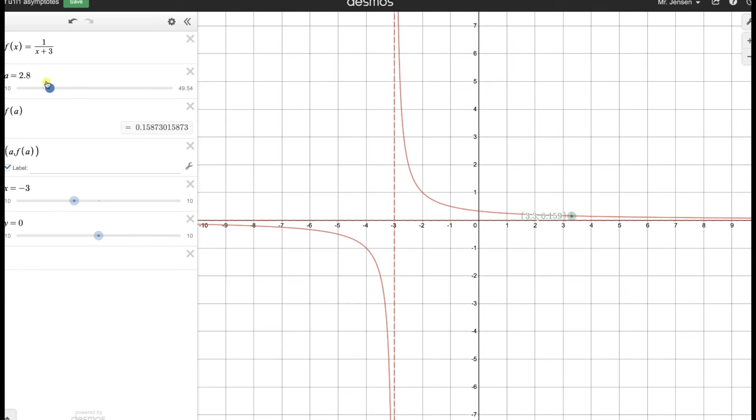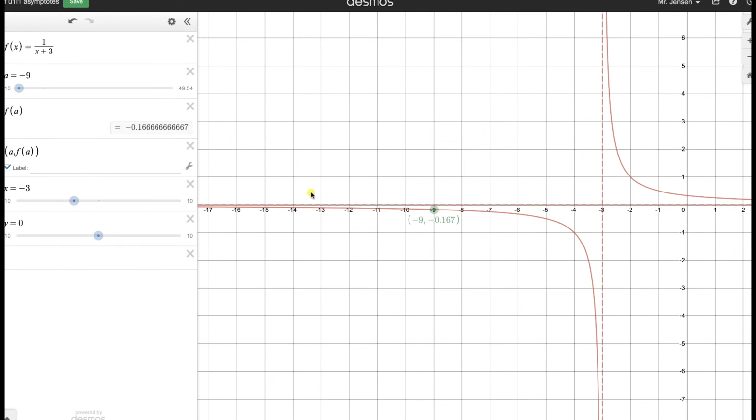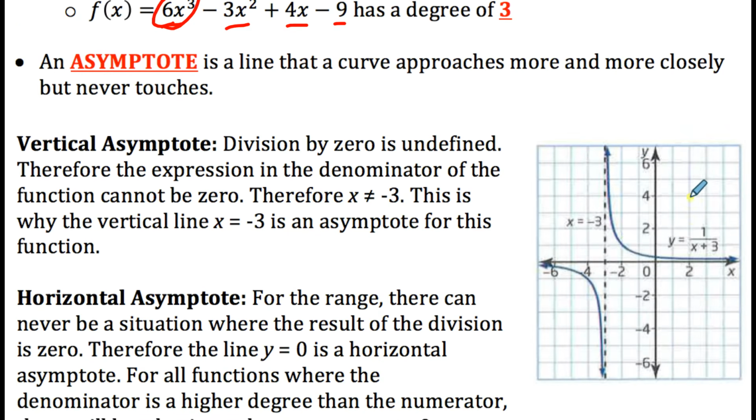Like if I bring this point back and we go in this other direction to the left, it's going to keep getting closer and closer to 0 as well, but it'll never get there. So how we can tell that there's going to be a horizontal asymptote at y equals 0 is if our rational function, the denominator, is higher degree than the numerator. The denominator is a degree 1 function, the numerator is degree 0, therefore there's going to be a horizontal asymptote at y equals 0. And we'll talk more about that in future units.